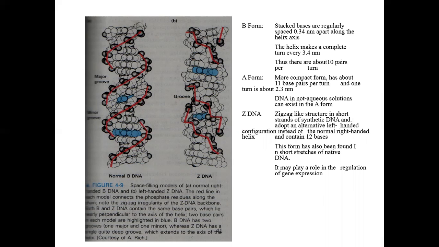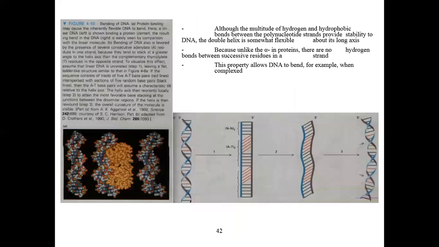While the A form is more compact, with 11 bases in a single turn and a 2.3 nanometer total distance. And the Z DNA is the most compact DNA, with 12 bases in a single turn. It makes a zigzag form of the DNA, so that's why it's called the Z DNA. So it may play a role in the regulation of the DNA.